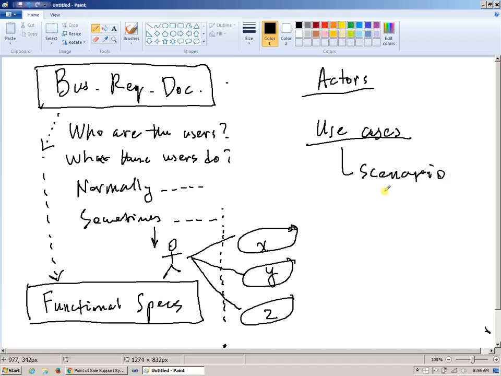That is basically a script, like a recipe of the system being used. So we have scenarios, and we have alternative scenarios. For instance, what happens when the system crashes right in the middle of it? How are we going to recover from it? What if the database connection is suddenly not available?